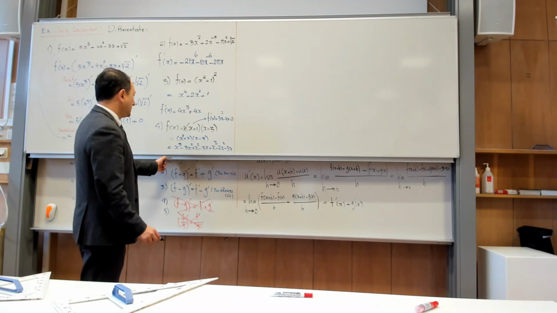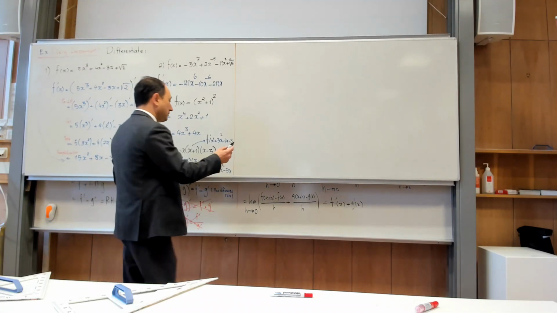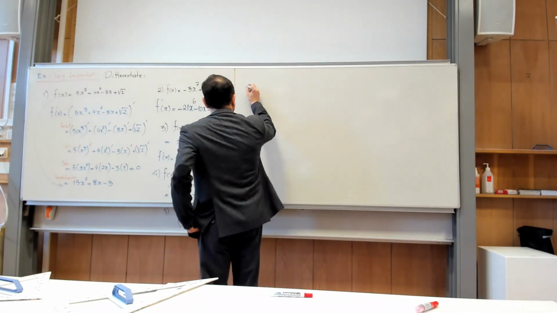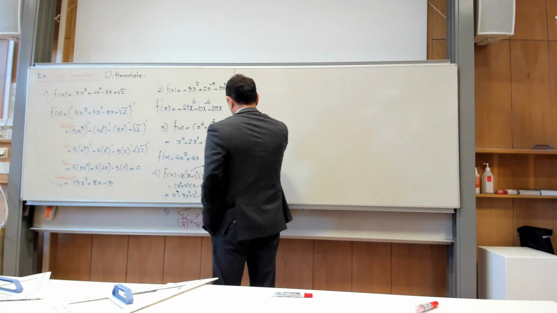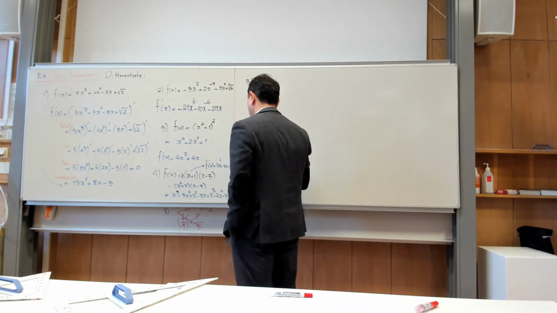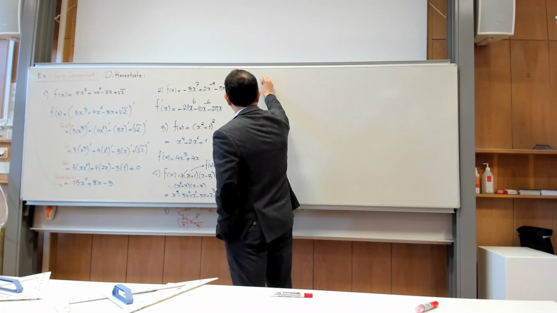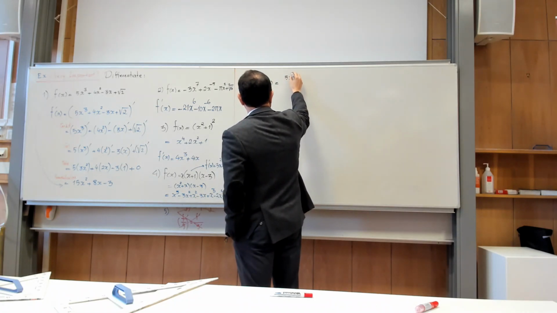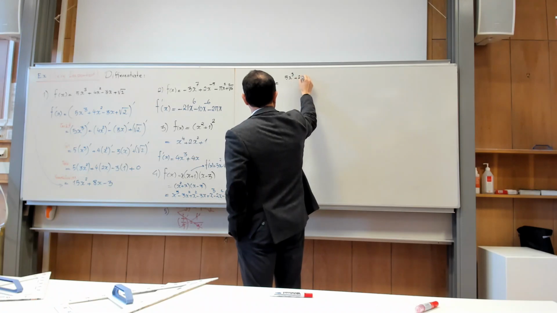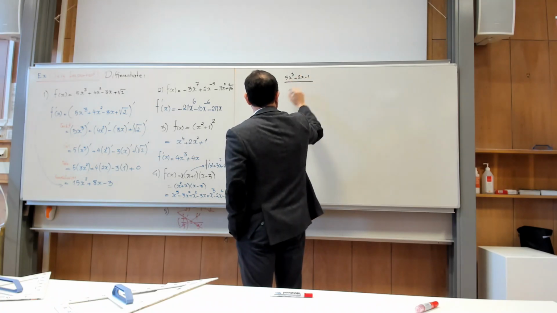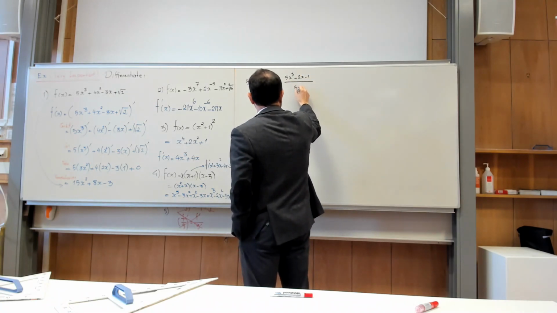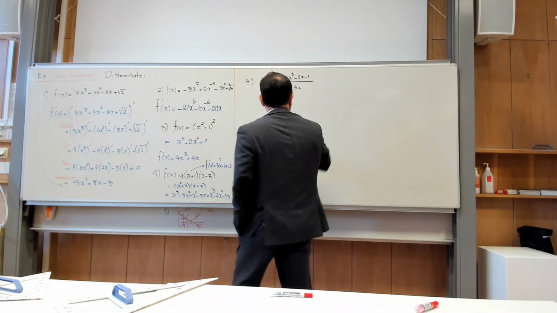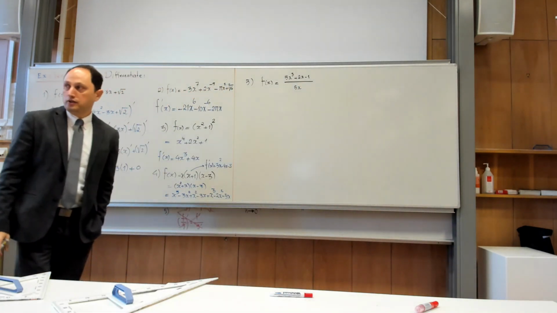Okay, so now let me increase the level here. What happens if I have this scenario? Number 5. What happens if I have the function f of x equals 5x to the power of 3 plus 2x minus 1, divided by 5x? We want to differentiate this function.